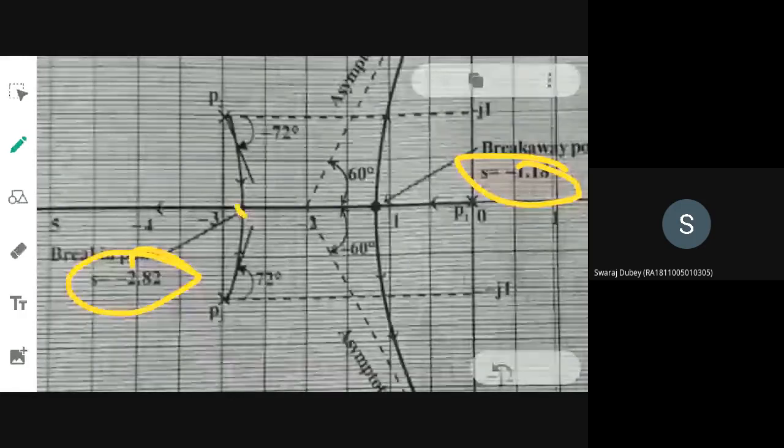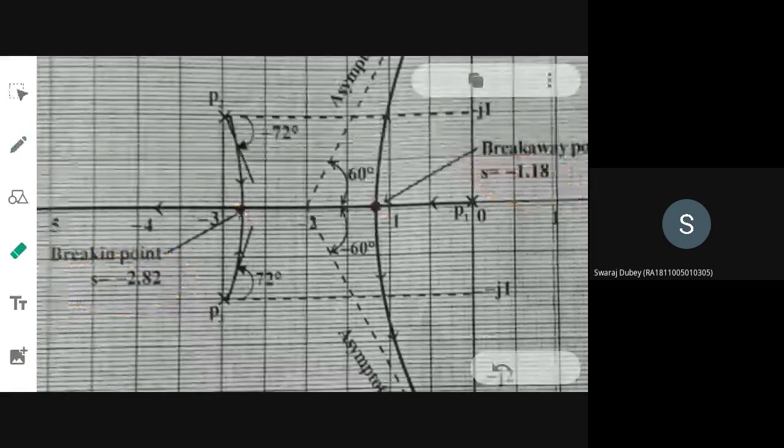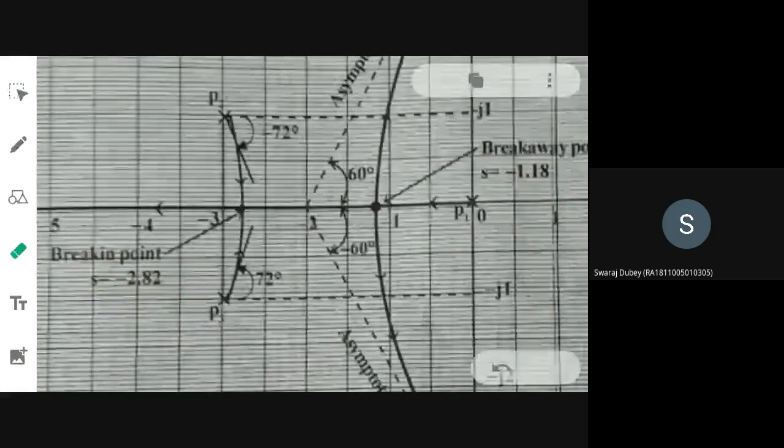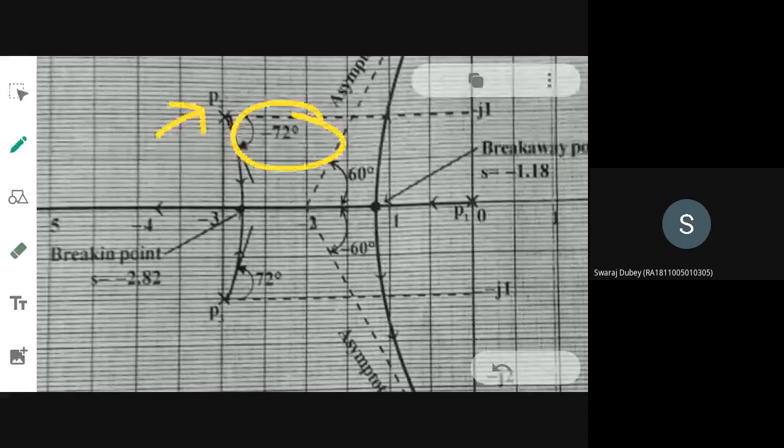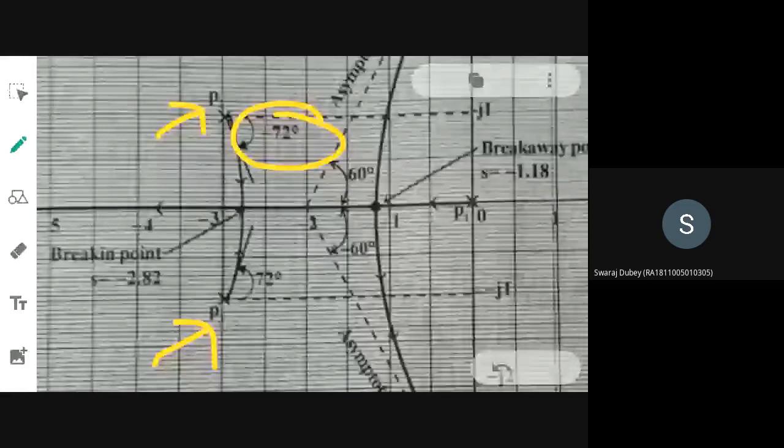Okay, then I will clear the page. Now we'll draw the root locus branch. Then angle of departure, angle of arrival you have to mark. There are no zeros, so you have to mark the angle of departure. So what is your angle of departure for this pole? The angle is minus 72. For this pole it will be opposite. If it is minus here, it will be plus 72 here. So you have to mark these two angles. Understood? That is your next step.